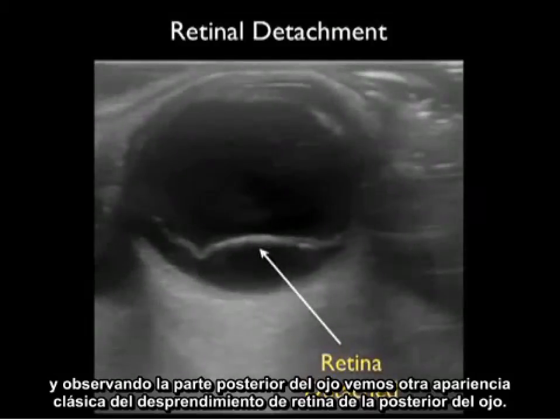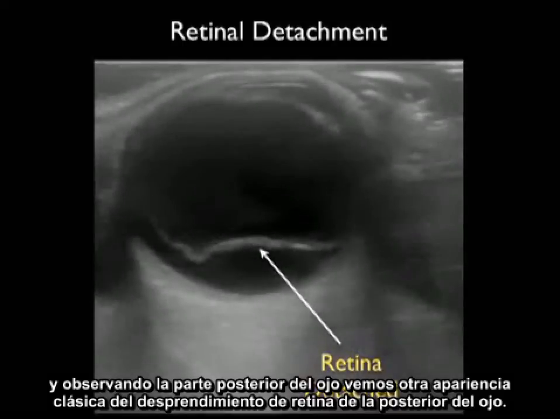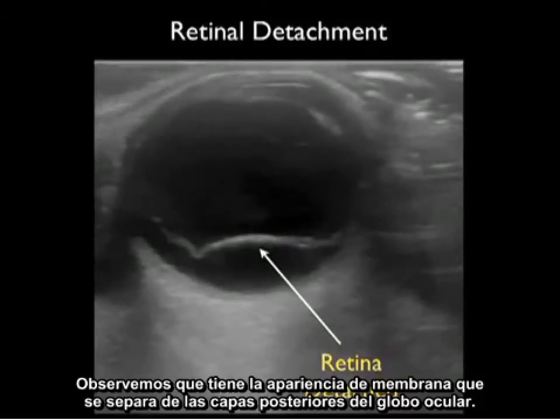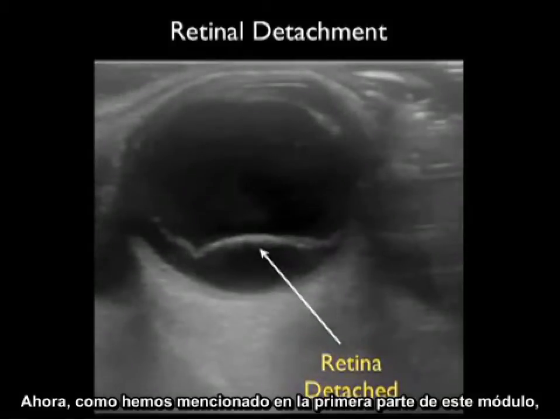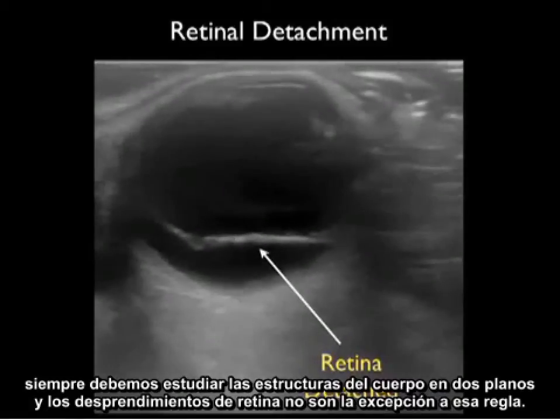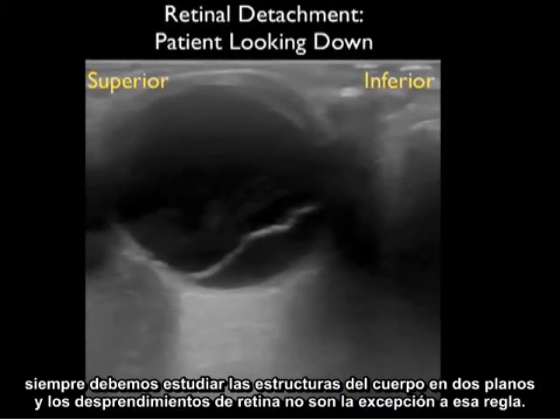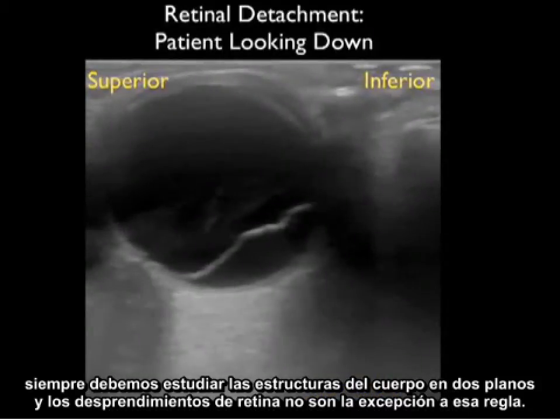And looking into the back of the eye, we see another classic appearance of a retina detached off the back of the eye. Notice it has a classic membrane type appearance that layers out in the back of the eyeball. Now, as I mentioned in the earlier part of this module, we should always investigate body structures in two planes, and retinal detachments are no exception to that rule.